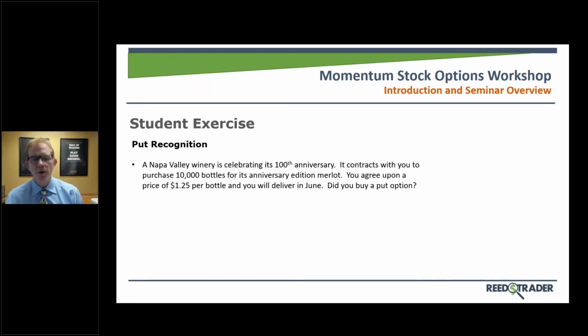Here's another example. The Napa Valley Winery is celebrating its 100th anniversary. It contracts with you to purchase 10,000 bottles for its anniversary edition Merlot. You agree upon a price of $1.25 per bottle and you will deliver it in June. Did you buy a put option?